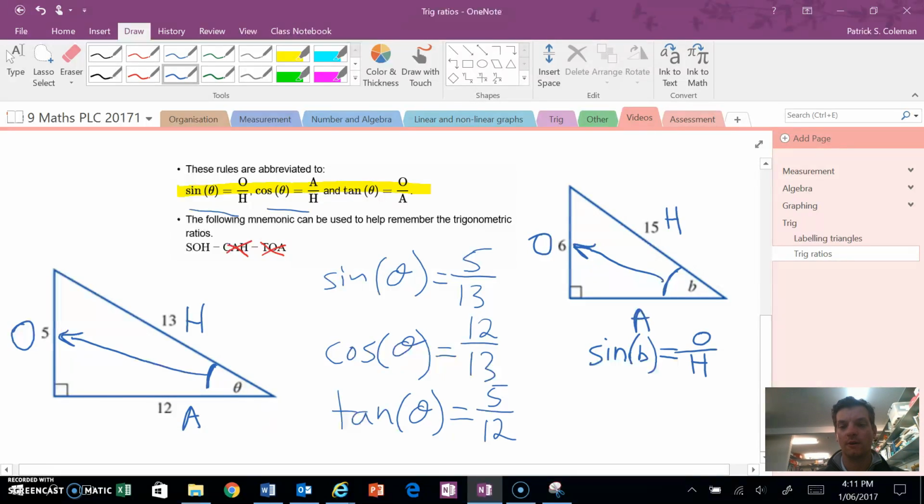Now instead of writing O and H, we actually know what the value for O is, so we can pop that in. We can say that that one's 6 and that one's 15. At this stage we're not going to go ahead and solve this, but we're just going to get used to being able to use the ratios, and that's going to assist us in our trigonometry later on.